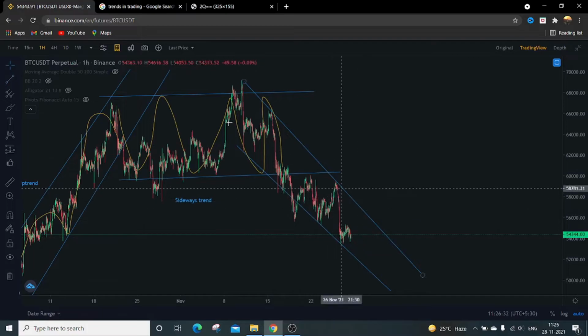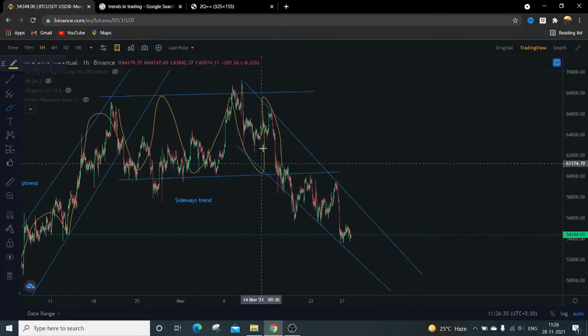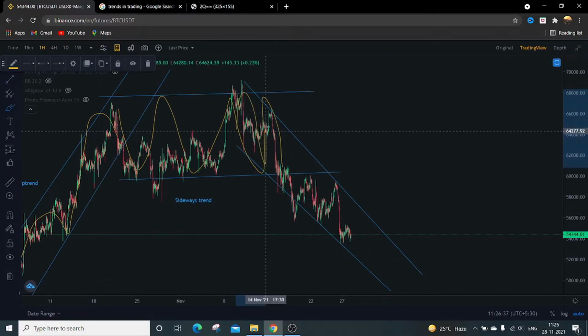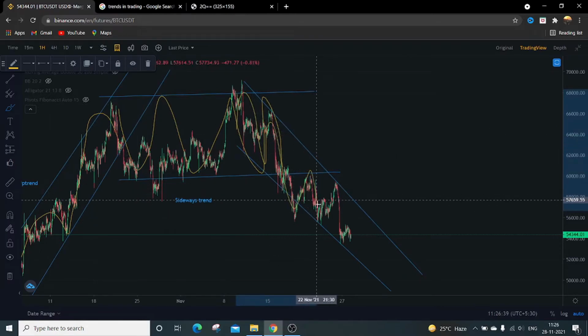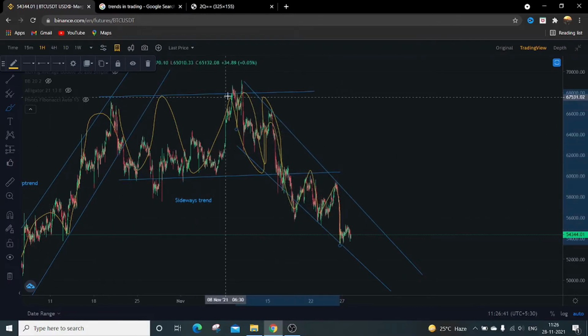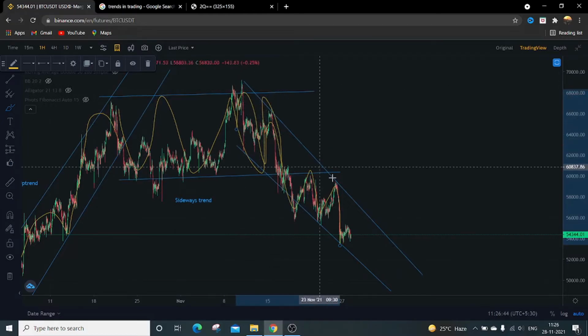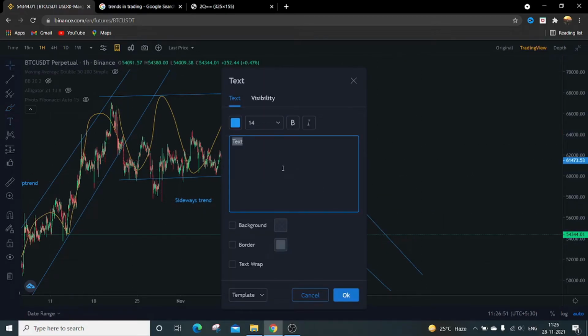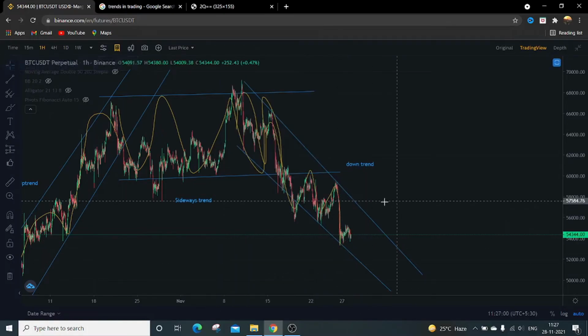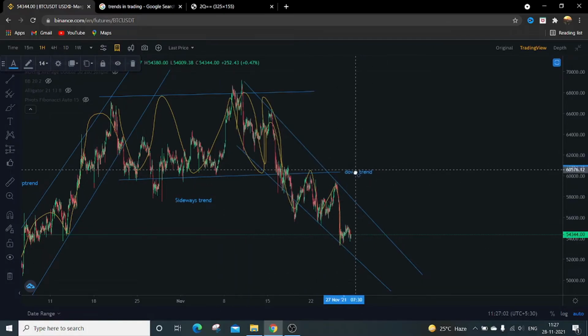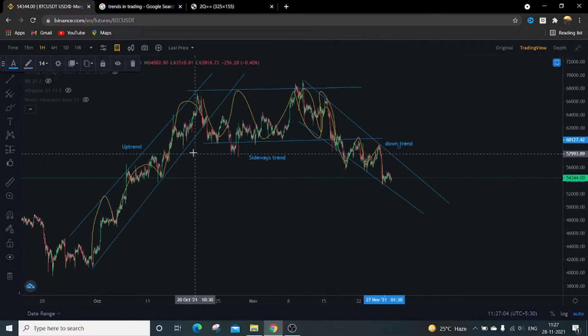and draw a line. Just to clarify you, I just draw with the help of a brush how the market is moving. It went up, it went down. That means the higher points are also moving down and the lower points are also moving down. So this is basically called a downtrend. Downtrend, or you can also clarify in your own words.